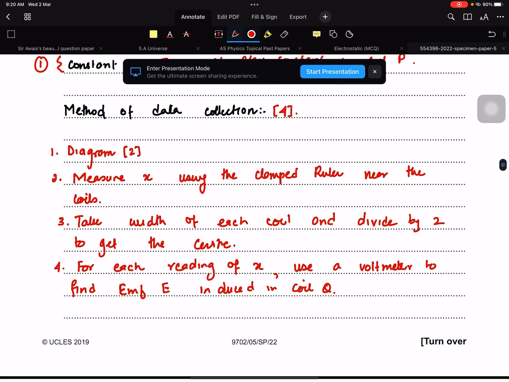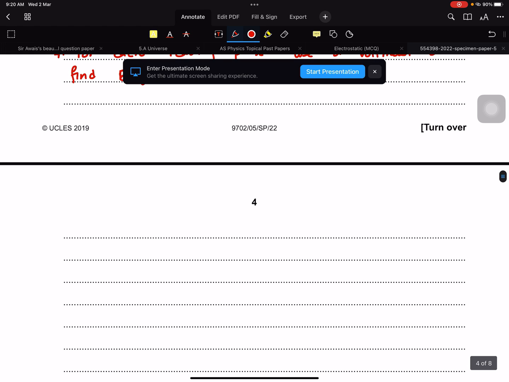Once you've done with the method of data collection, you can then move to the next part, which is called the analysis. Now in analysis, it is very important to write a couple of things. First point would be plotting a graph. So this should always be there. The second point is to answer this question: what does the gradient show?